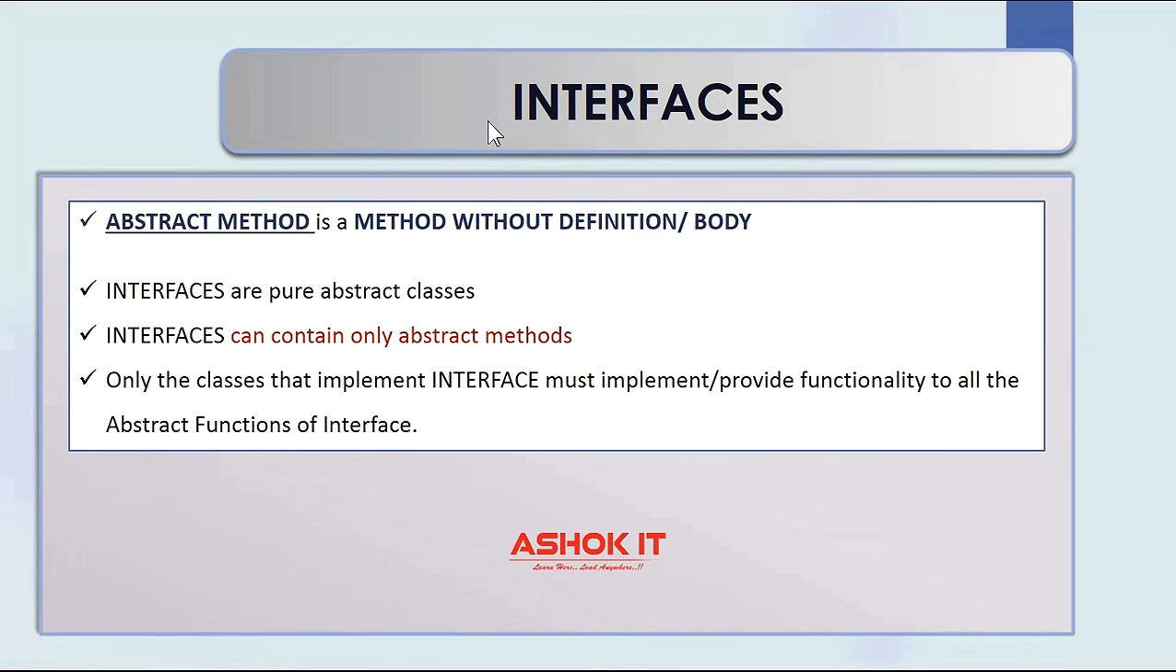So interfaces are pure abstract classes that contain only abstract methods. The interface cannot contain non-abstract methods. So only the classes that implement the interface must provide functionality to the abstract methods of the interface. An abstract method is a method without definition, and a non-abstract method is a method with definition. But interfaces can contain only abstract methods. They cannot contain non-abstract methods. That's the reason interfaces are pure abstract classes.